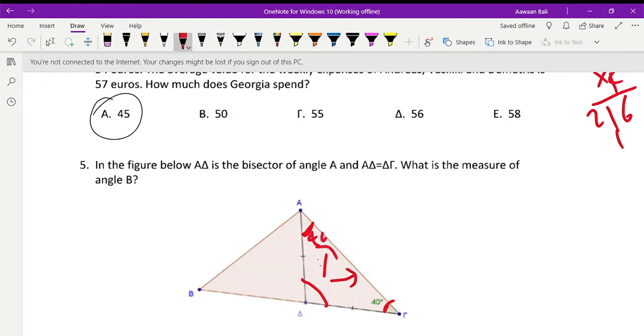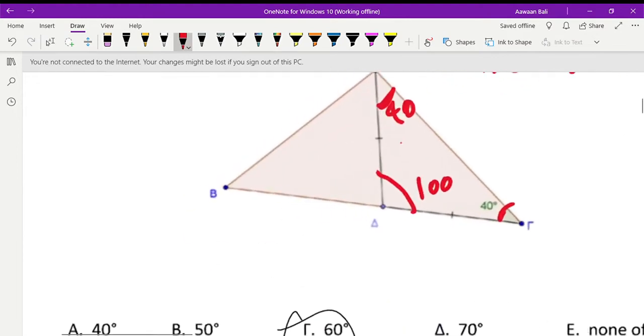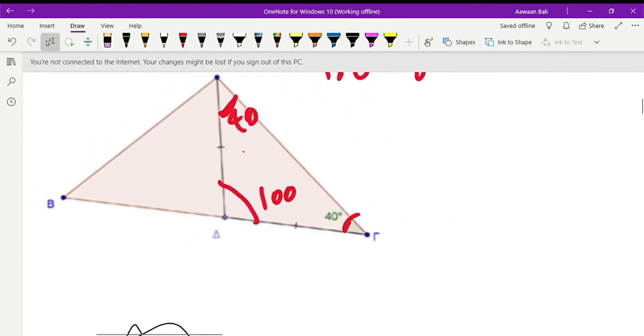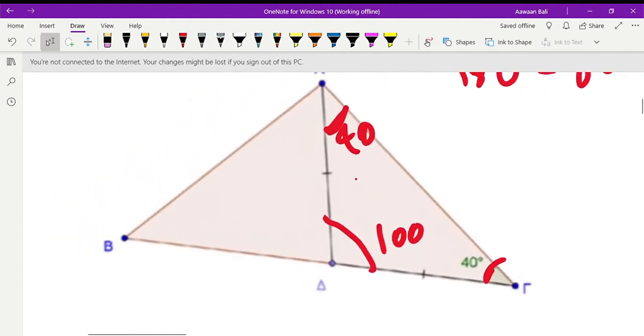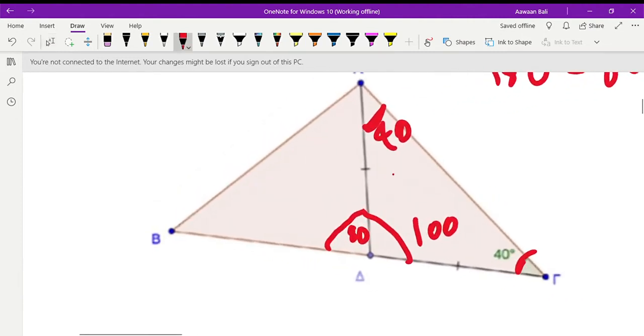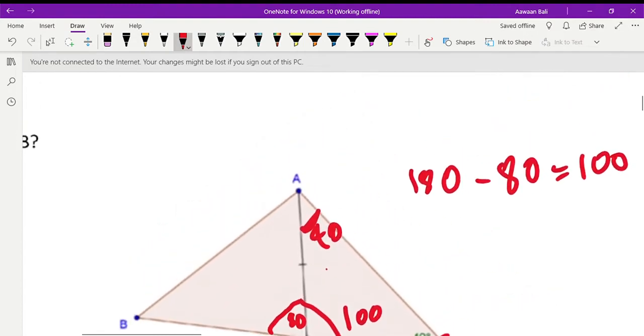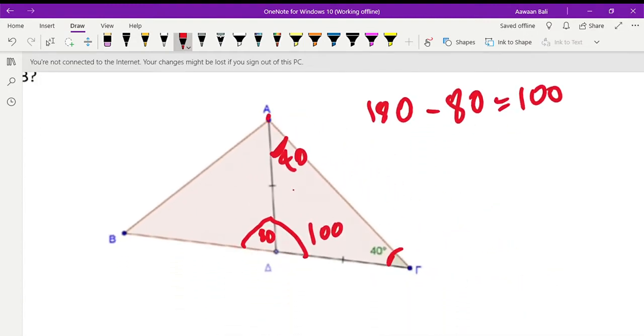So that means this is also 40, and now 40 plus 40 is 80. So 180 minus 80 is 100, obviously, so we get 100 here. Now since we know linear pairs, which are basically two angles on a line that add up to 180 degrees, we would have 80 here, since 100 plus 80 is 180. And since this is a bisector, it would have cut this angle equally, which means this angle is going to be the same as this 40 degree angle, so this will become 40.